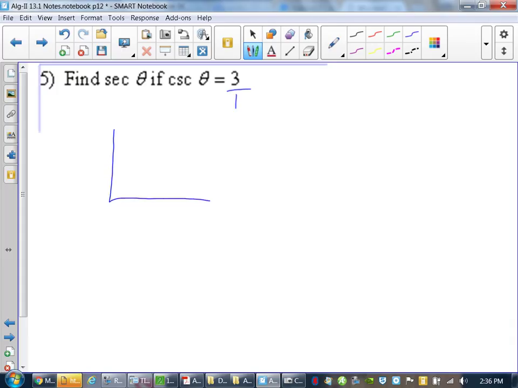So if you place your theta, hypotenuse is 3, opposite is 1. What am I missing for the other side? A number. Very good. Well, what's 3 squared? 9. What's 1 squared? 1. What's 9 minus 1? 8. Square root of 8. So what's the square root of 8? It was 2 root 2. Very good.